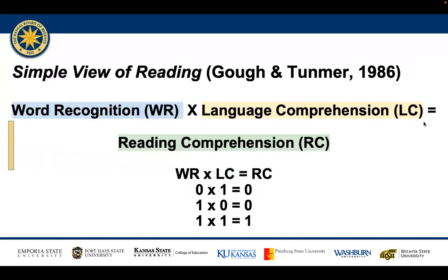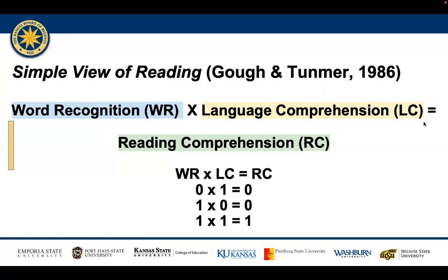Let's review a model that explains the components necessary for skilled reading. Gough and Tunmer's original simple view of reading model demonstrates that a reader must be skilled at word recognition and language comprehension to achieve reading comprehension. In its inception, the authors initially used the term decoding, the sounding out and blending of the smaller units within a word to read the word. However, they replaced it with the term word recognition, which elevates the skill to a higher level of automaticity with print.